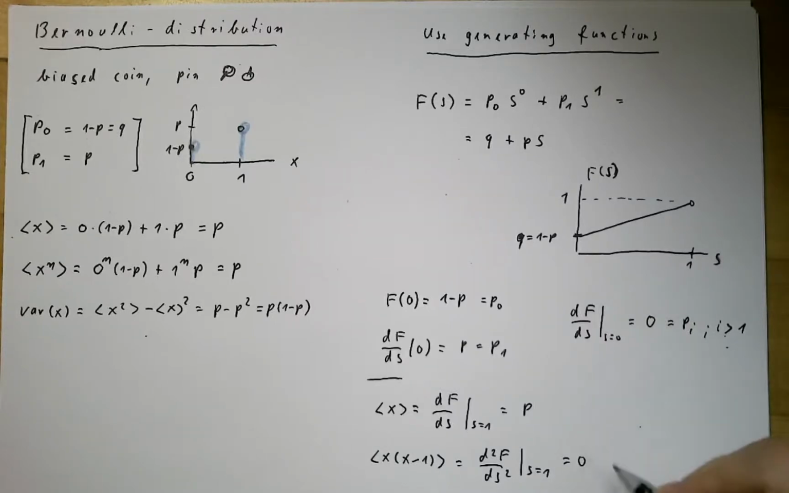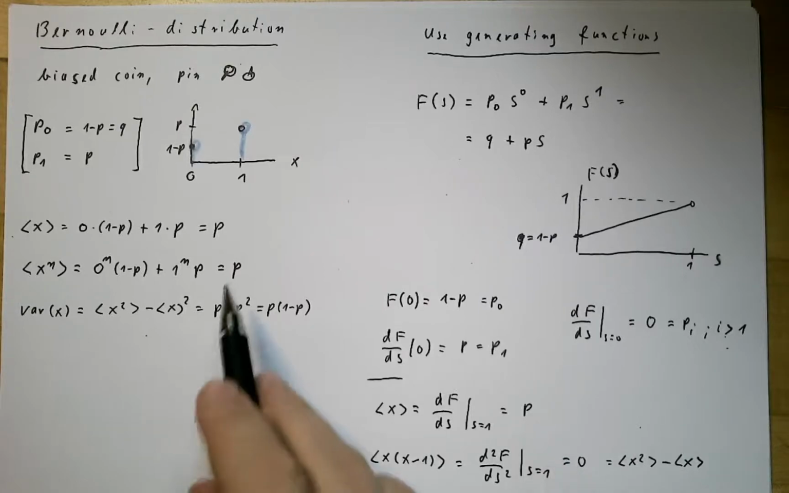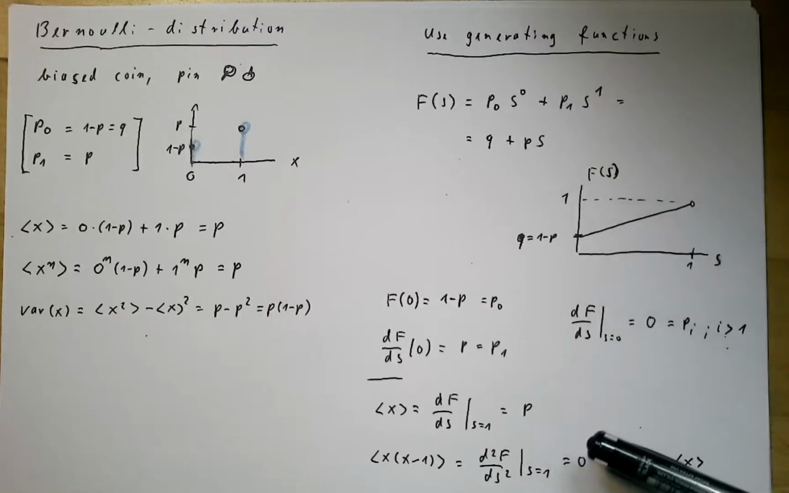And then we know that the expectation of x squared minus the expectation of x must be 0. And then we see that the second moment must also be p, as we have seen here, and then we can calculate the variance. So you see, with the generating function, we basically can obtain everything we had here.